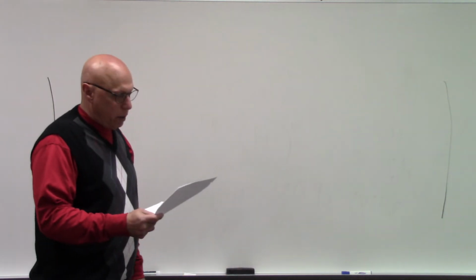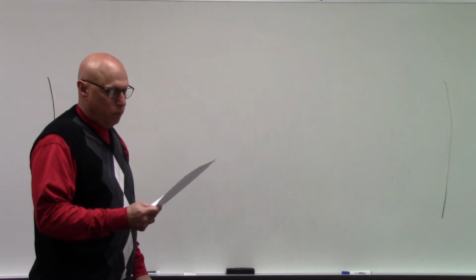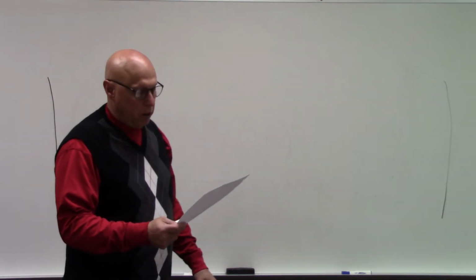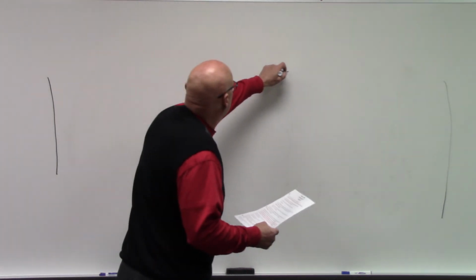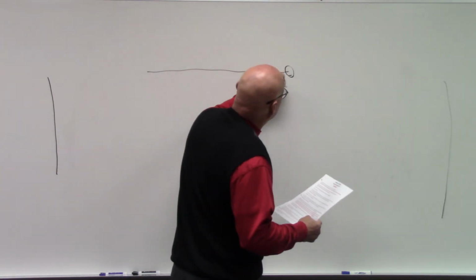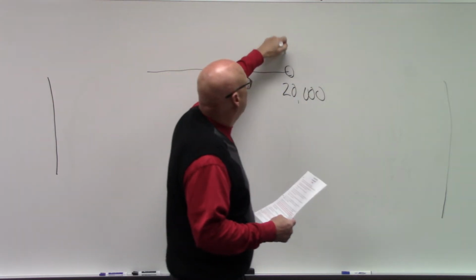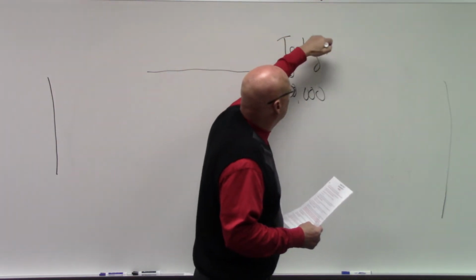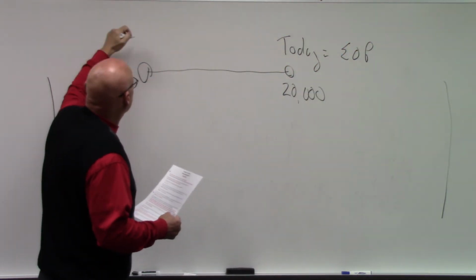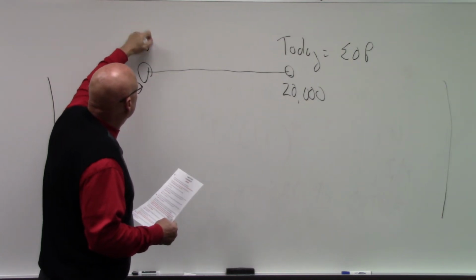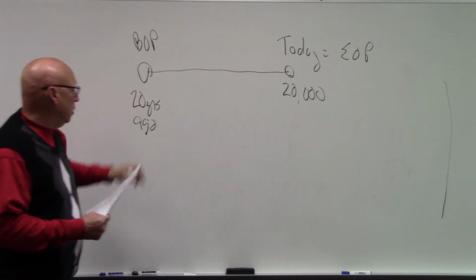All right. Number 6. You inherit a stock that is worth $20,000 today. Your parents bought the stock 20 years ago. If it grew 10% per year, how much did they invest in it 20 years ago? So, it's $20,000 today. Today happens to be the end of the period. This is the beginning of the period, and that was 20 years ago.